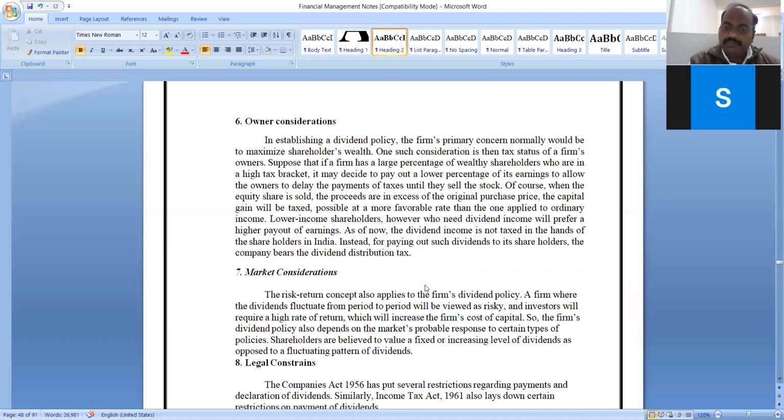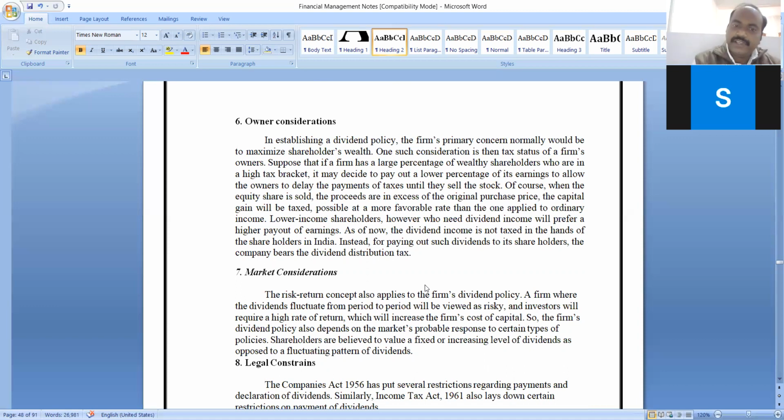And the next one is market considerations. The risk return concept applies to the firm's dividend policy. Dividend policy is also one part of the risk return concept, that is, how much risk we are in if we distribute the profits in the form of dividends.